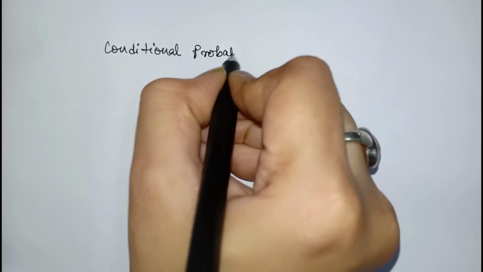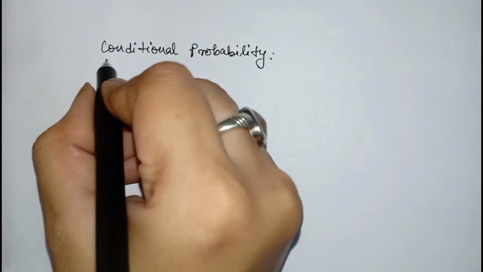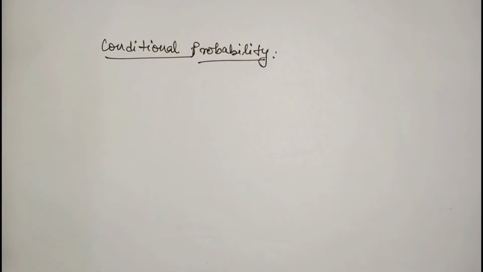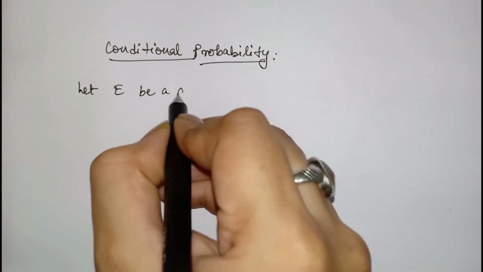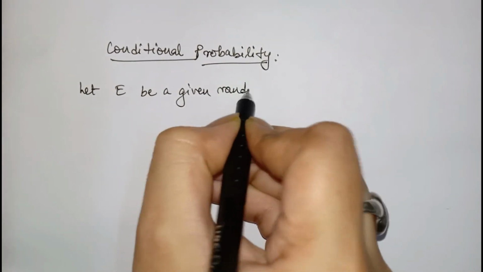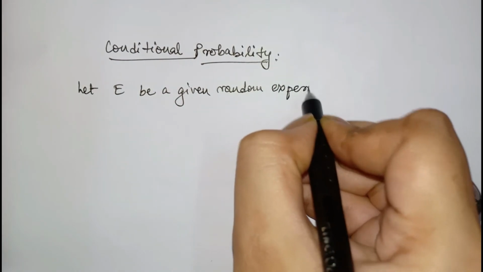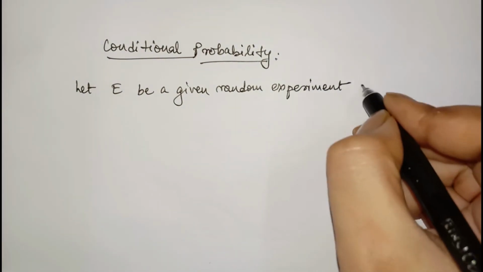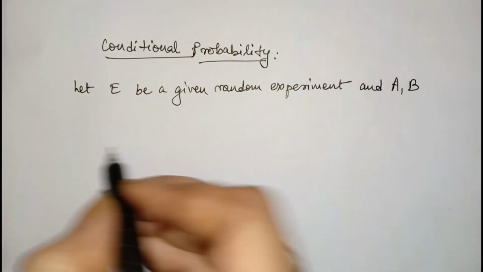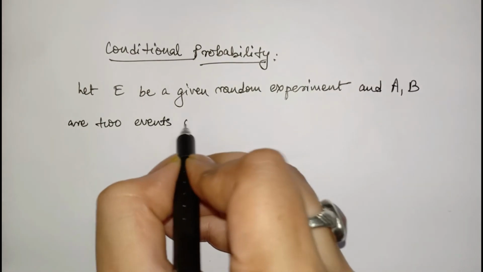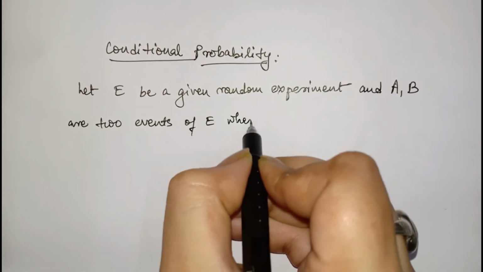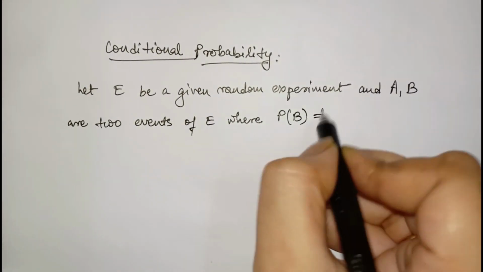This brings us to conditional probability. We are going to take E to be a given random experiment and A and B are two events of E where probability of B is not equal to 0.